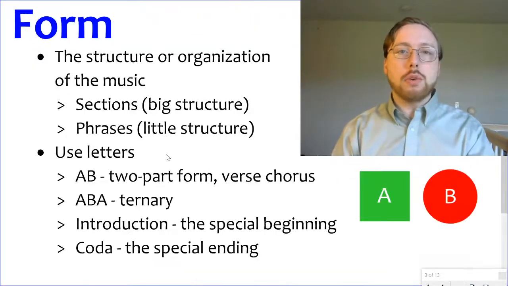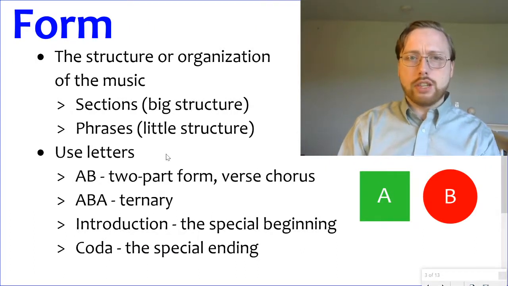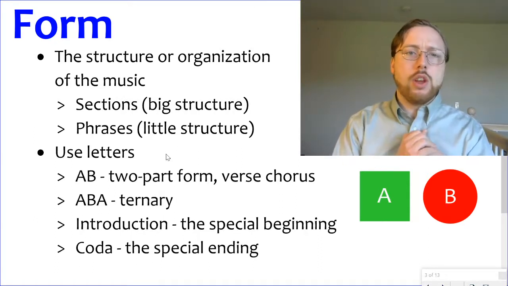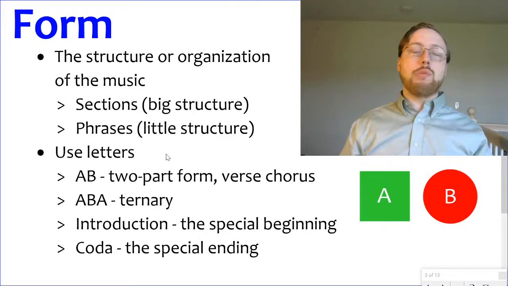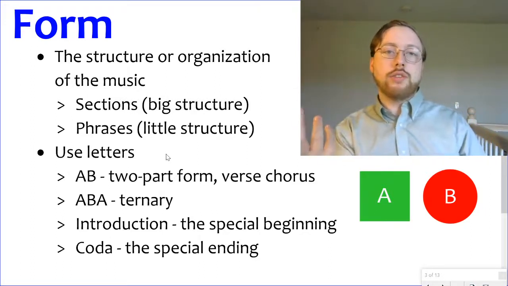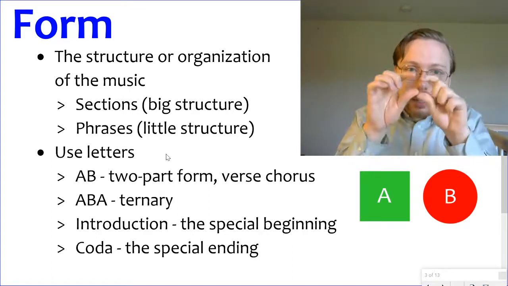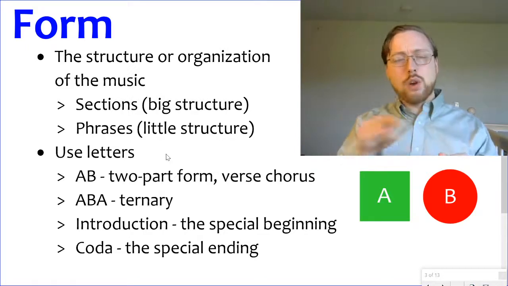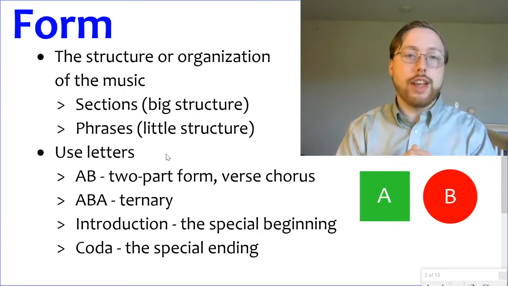So this word form that we're talking about is the structure or organization of the music. And we can talk about that in two different ways. We can talk about big sections, so our big structure, the sections of the piece, which could be verses, could be choruses, could be a bridge, which is something that gets us between sections, or it could be little structure like phrases. So we have different lines. What lines sound the same as each other? We're going to talk about both kinds of structure today.